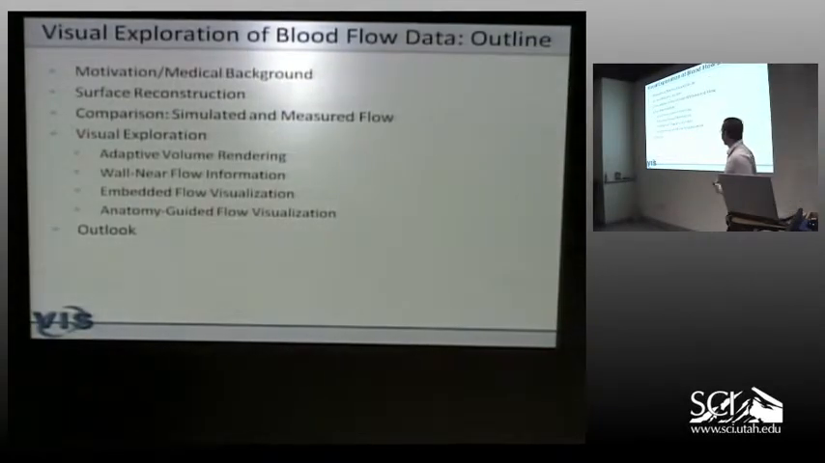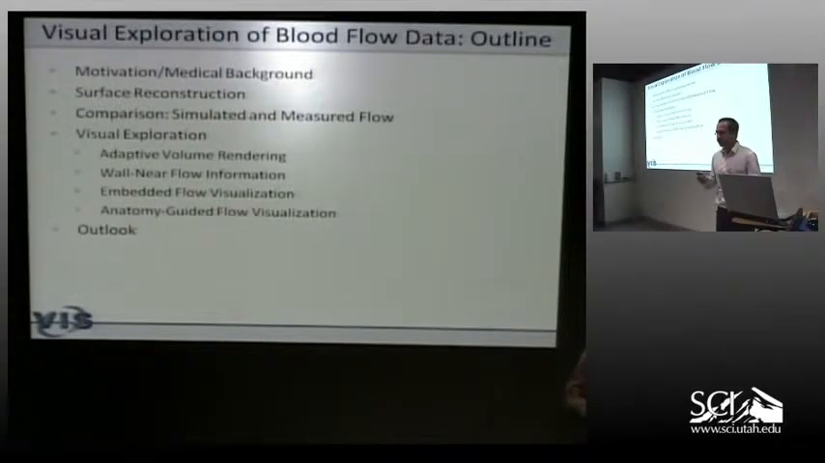Now I want to come to the outline of my talk on blood flow. First, I want to describe why blood flow data are acquired, why this is essential. I want to discuss the surface reconstruction process, which is essential for visualization, but also as input for simulations. I want to briefly describe how simulated and measured blood flow data relate to each other. Both can be acquired meanwhile, and the largest portion of the talk will be on visual exploration.